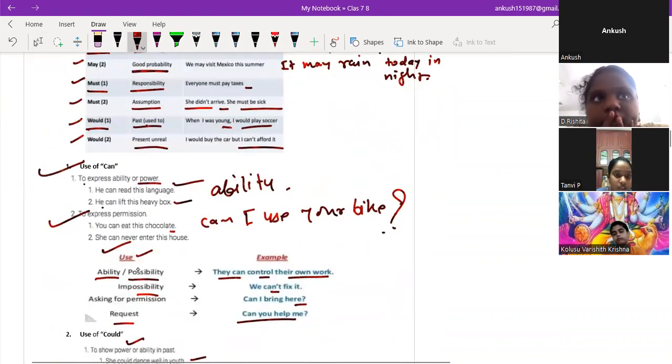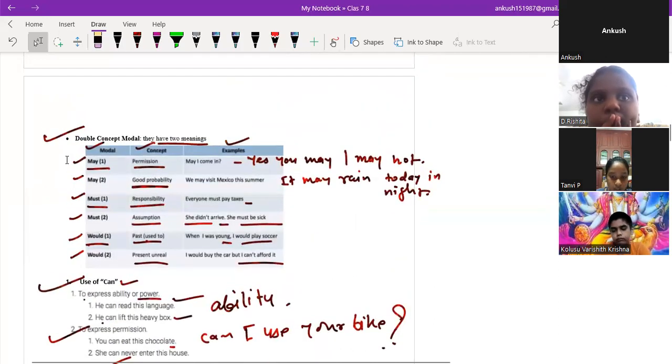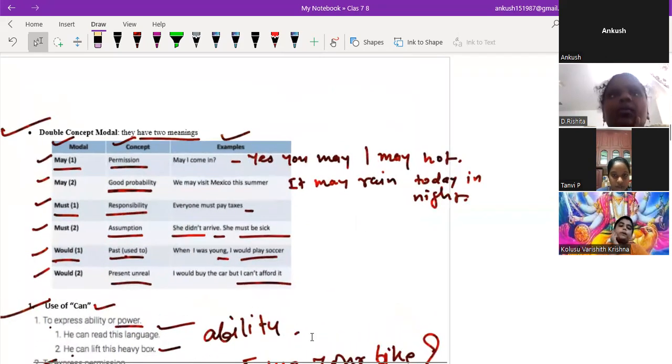Sir, I also have a doubt in this one. Which one? Models have two types of meanings, right, sir? I didn't get that, sir. Can you explain it again? Yes. What doubt do you have there? In all of it, sir, I couldn't understand, like may 1, may 2. Okay, I'll be explaining it. Thanks, sir.